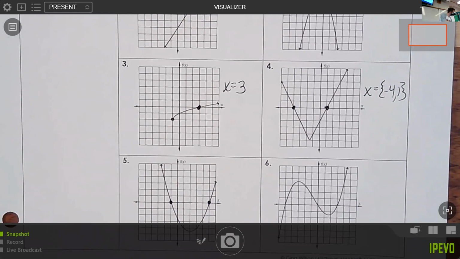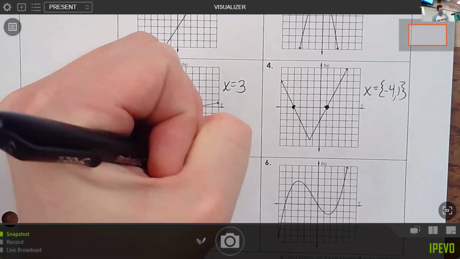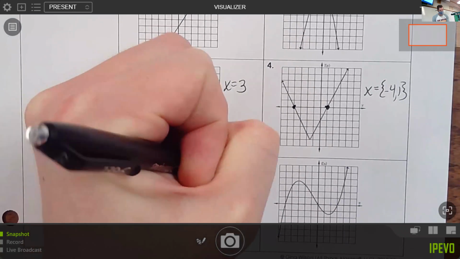Staley's here today. All right. Staley, what do you have for number 5? -1 and 5. Nice. So -1 to the left, and then 1, 2, 3, 4, +5 over there. Good. So 2 answers for this one.